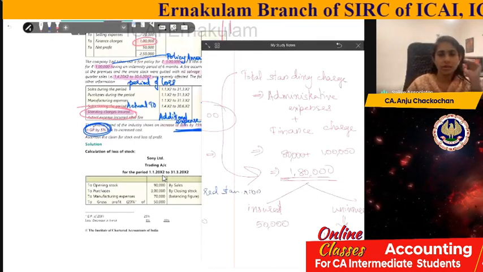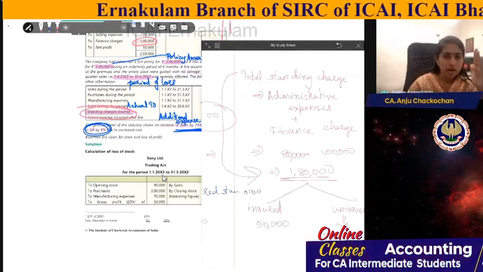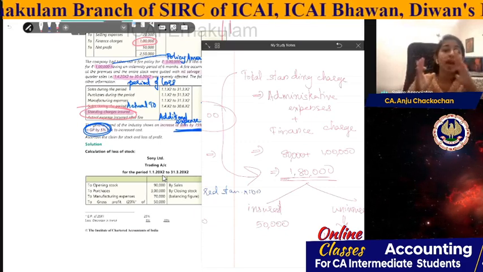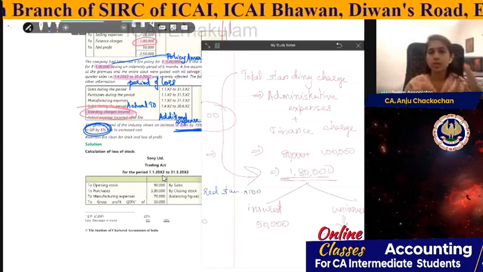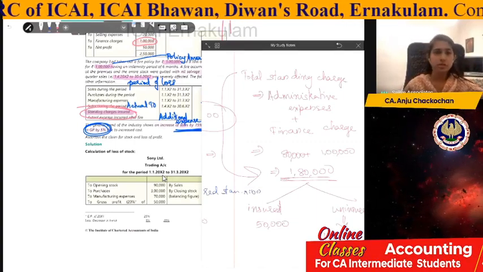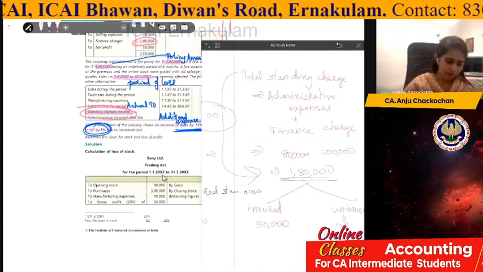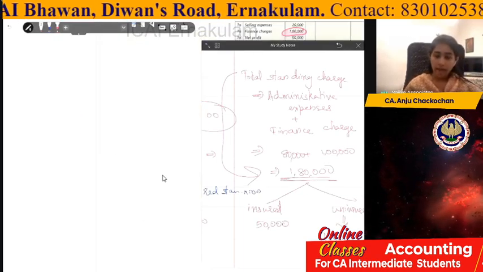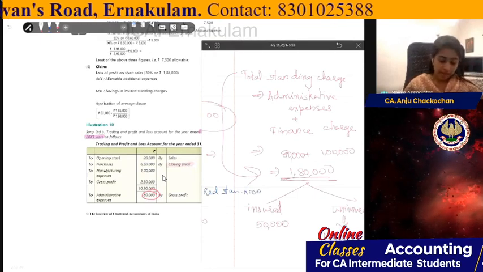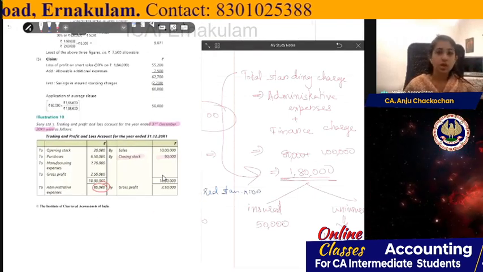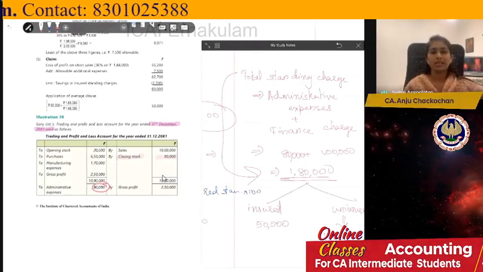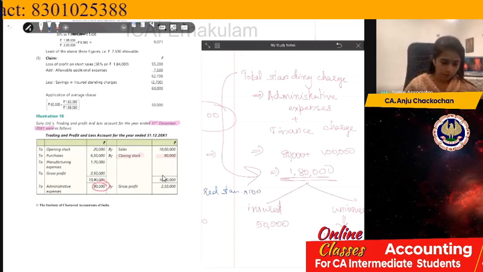All right. So listen, everybody. The uninsured standing charge is not clearly given in the question, but we have ways to compute that. You just have to check your trading P&L and analyze it for the fixed and variable expenses. What are the different expenses in the trading account? We have purchases and manufacturing expenses, all that are variable, and administrative expenses are fixed because the expenses that we give to our CAs, the CS, etc., happen to be fixed.